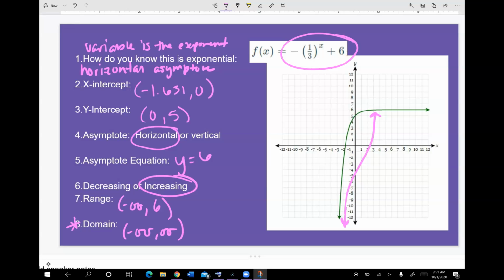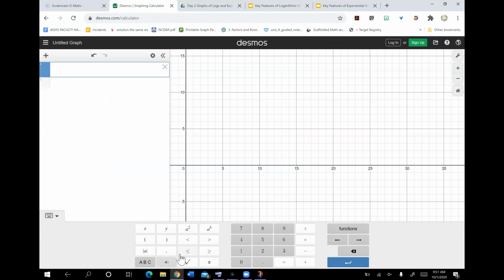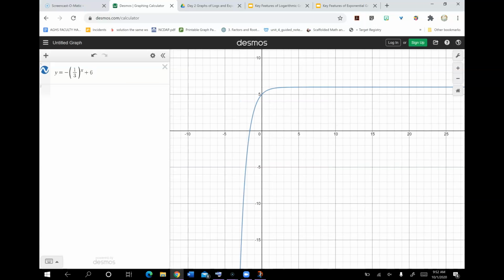Now that I'm done with this, I'll show you how we got the x and y intercept, just so I make sure you know how to do it all. So we go to Desmos. I'm going to type this in: y equals negative 1/3 raised to the x power, plus 6. All I did was get my x-intercept by clicking right here on the x-axis, and I got my y-intercept by clicking there on the y-axis. And you just copy those points down. All right, so that's exponential.